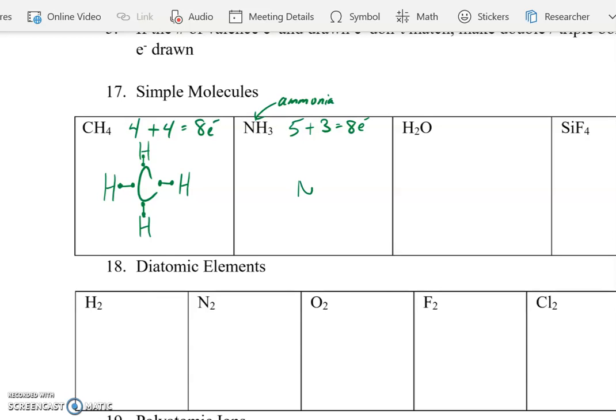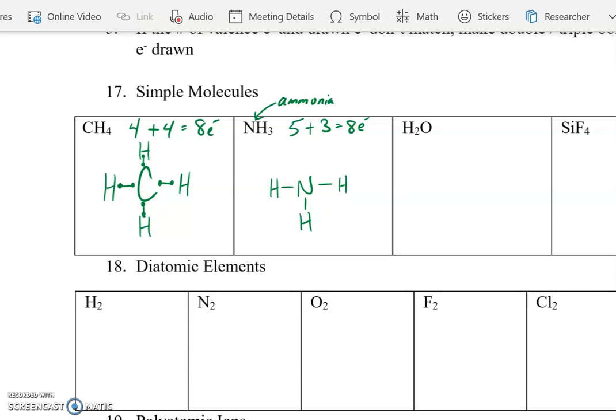We're going to put our nitrogen in the middle because hydrogen cannot go in the middle. Got a hydrogen on each side here. There's our 3. We're going to start with single bonds to all of our hydrogens. And next step, we need to make sure everybody's happy with the octet rule. So hydrogens are all happy with their 2 electrons, their shared 2 electrons.